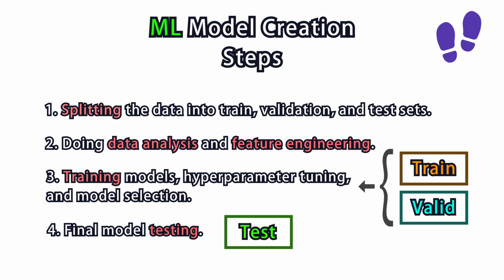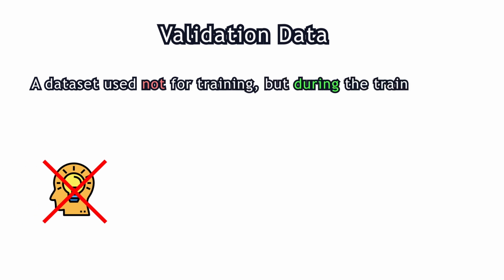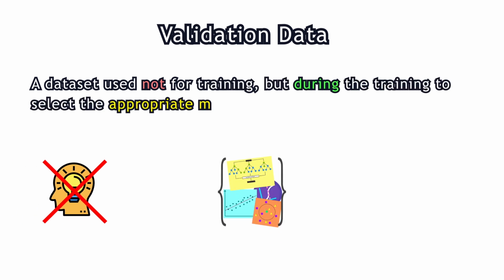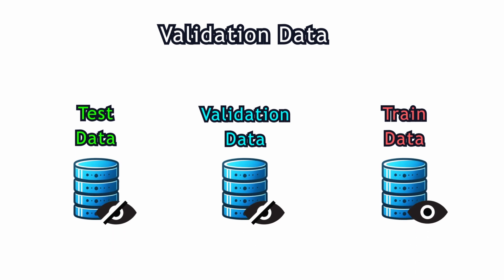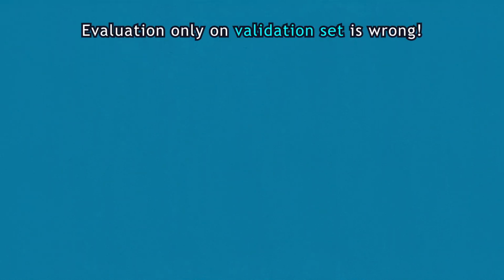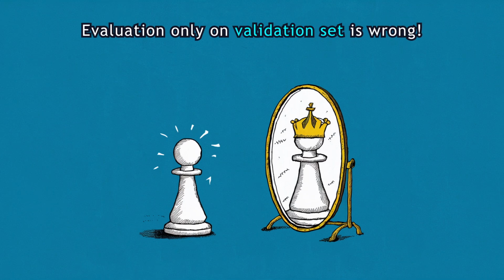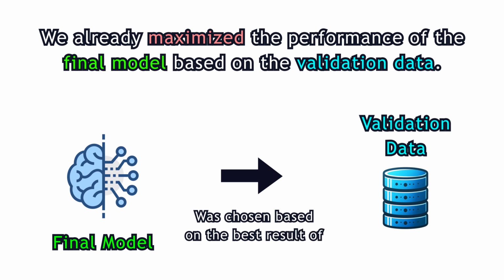for final evaluation. Validation data can be defined as a set that is not used for training, but we use its results during the training process to select the appropriate model and configure its hyperparameters. So, while it can be referred to as unseen data, we still used its information to select our final model. Evaluating the final model only on the validation set will provide an optimistic estimation of the performance. In other words, we already maximized the performance of the final model based on the validation data.